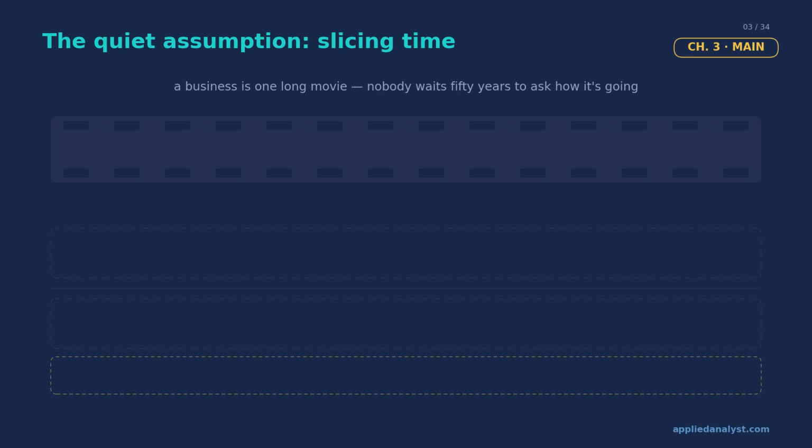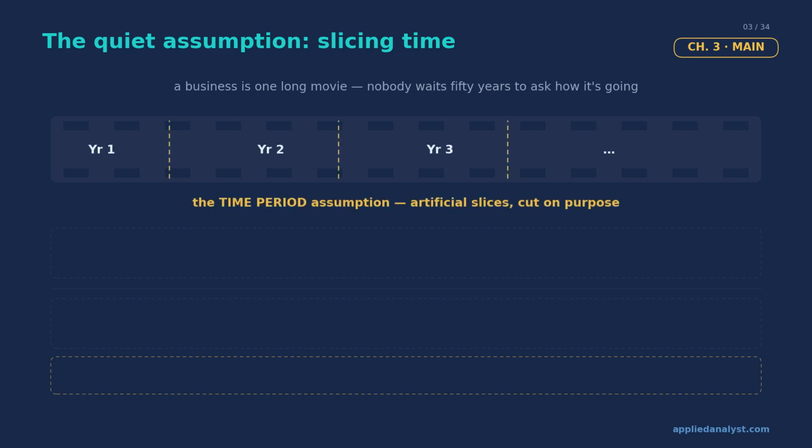First, the quiet assumption underneath this whole chapter. A business is one long, endless movie. It might run 50 years, but nobody waits 50 years to ask, how are we doing? So accounting slices the movie into episodes. Months, quarters, years. That's the time period assumption. Artificial slices cut on purpose.